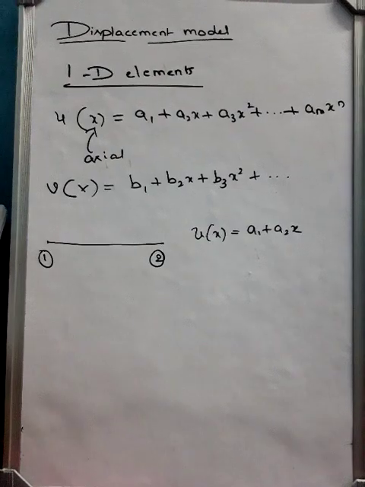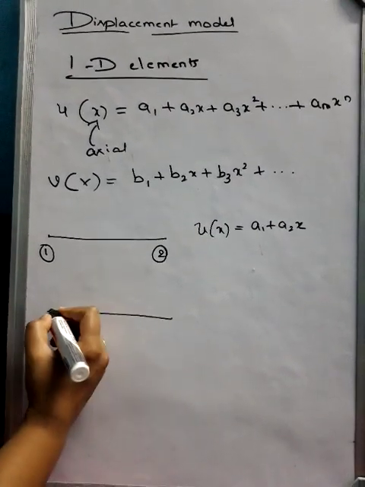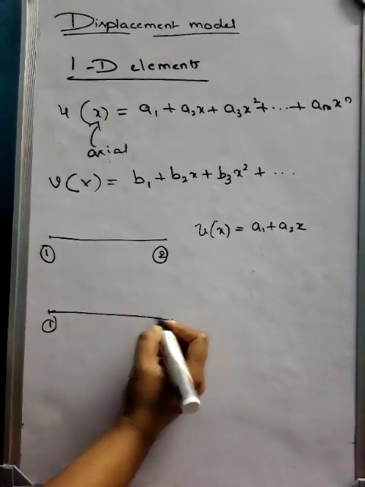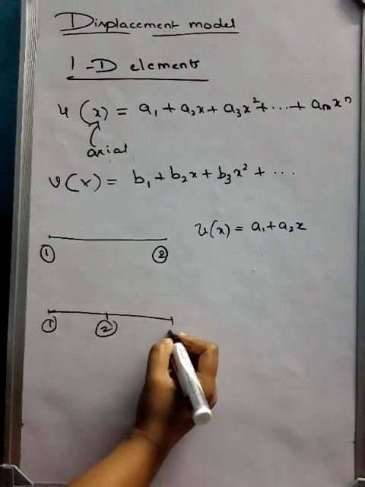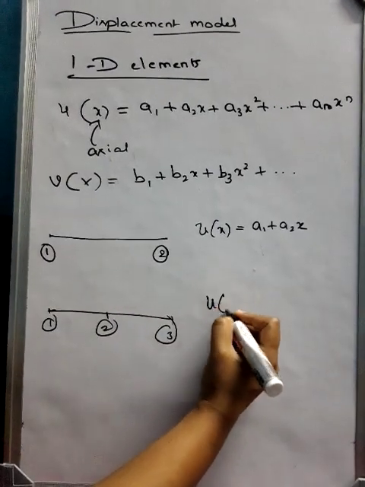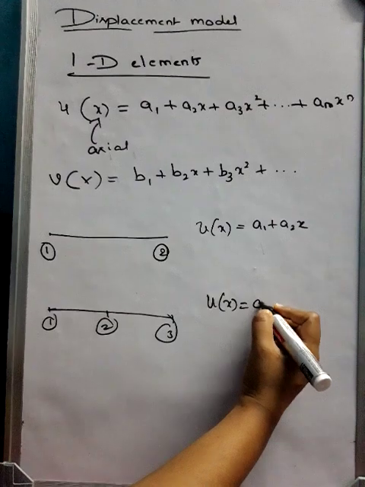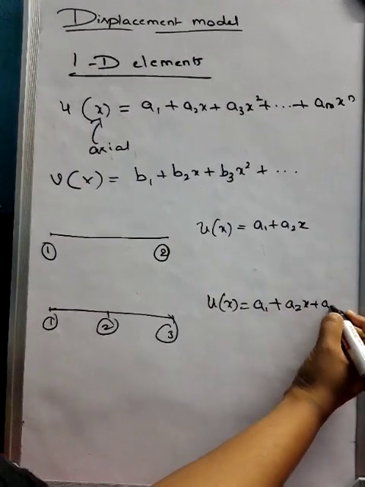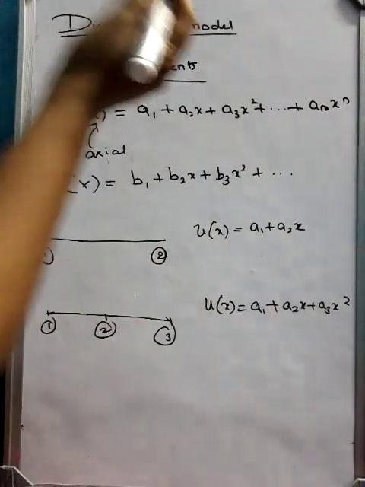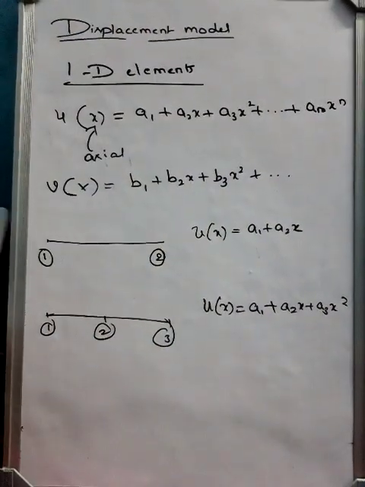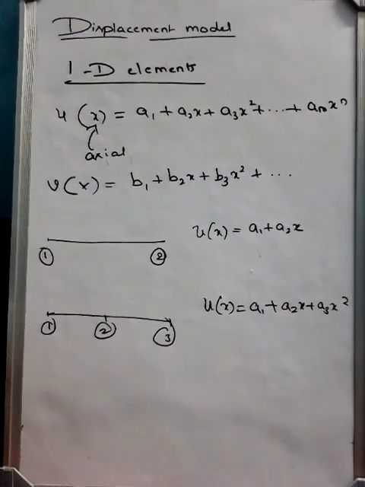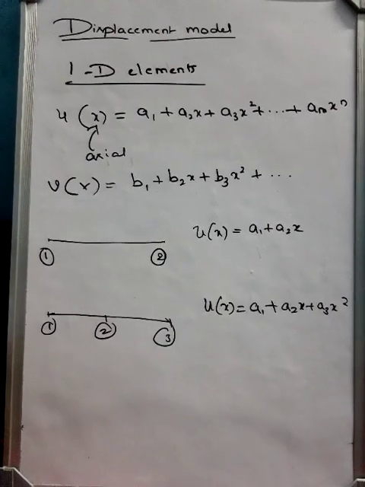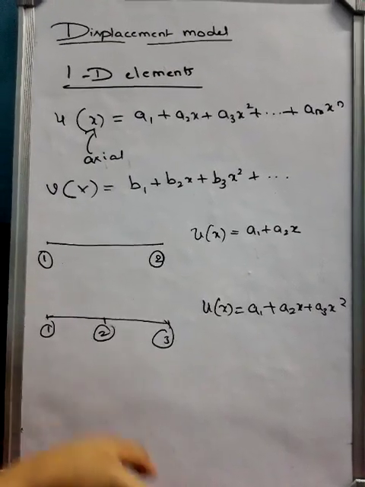Now, for example, if you have a three-noded bar element, you will be getting three generalized coordinates. Like this you are going to write the generalized coordinates, according to the number of generalized coordinates you consider. This is for the 1D element.